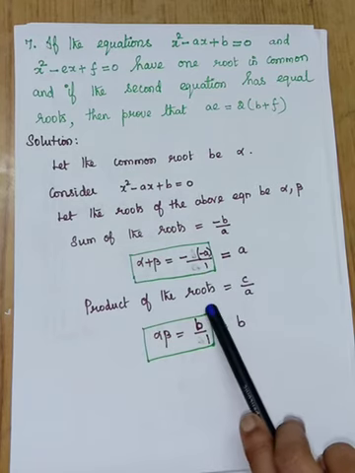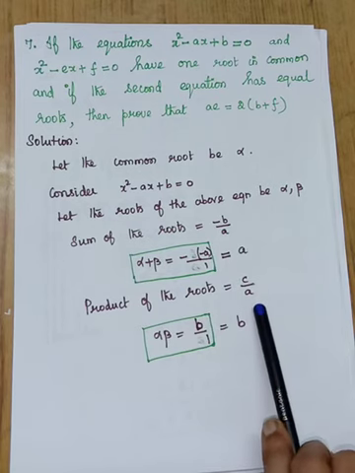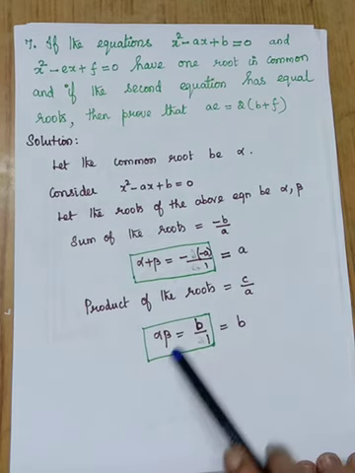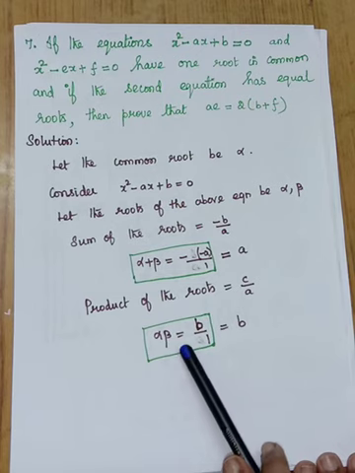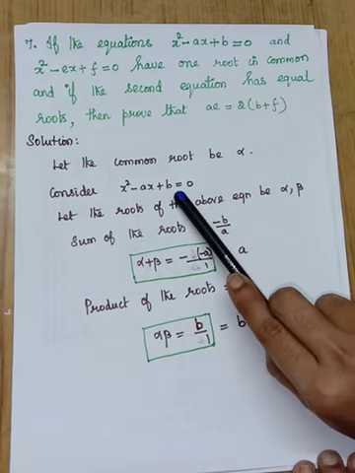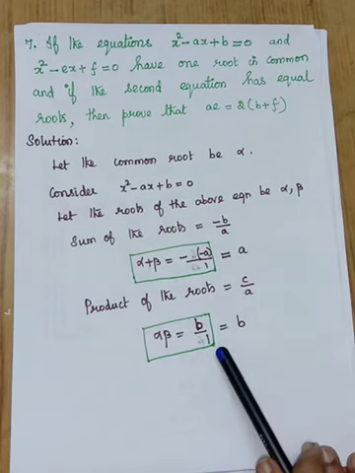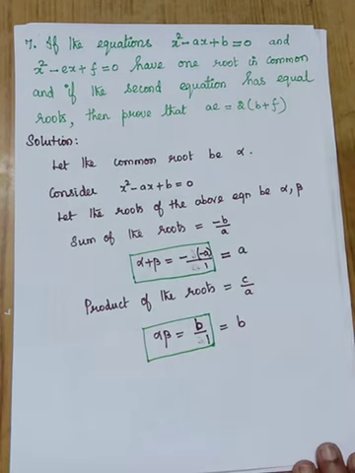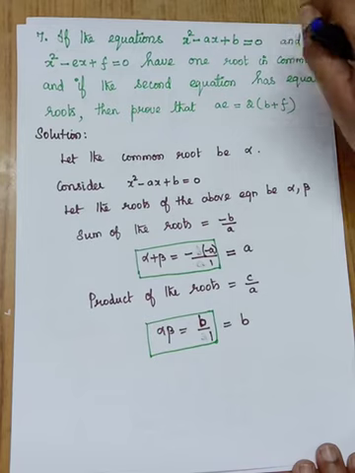Next go for the product of the roots. Write the formula c by a. What is the product of the roots? Alpha into beta, that is equal to c. C is nothing but the constant. So in this equation the constant is b. What is a? It is 1. So alpha beta is equal to b.